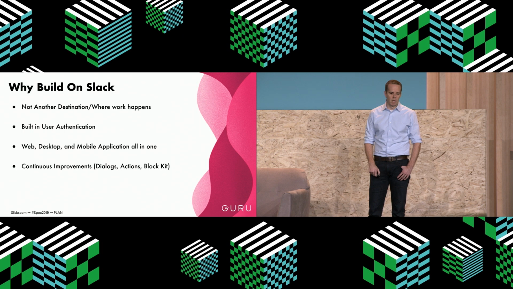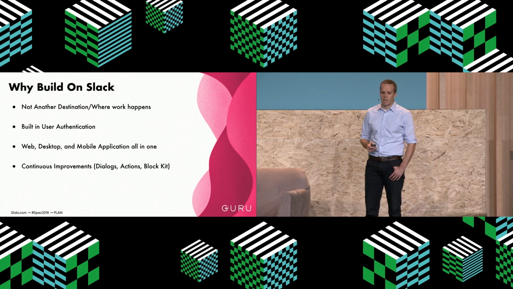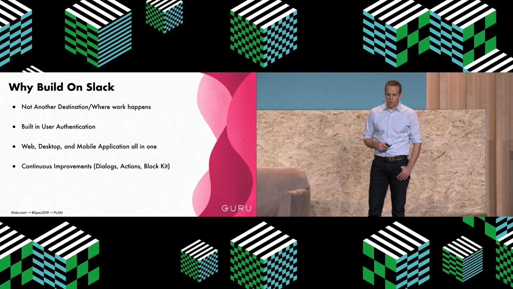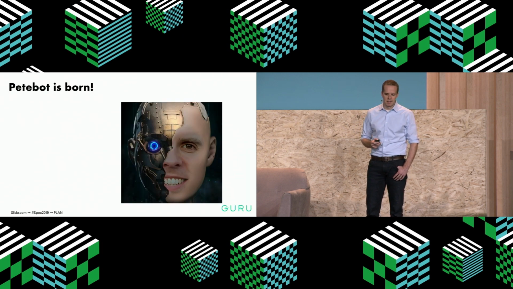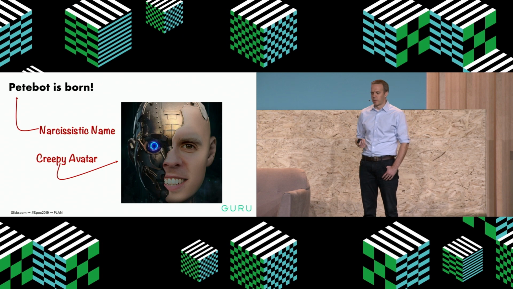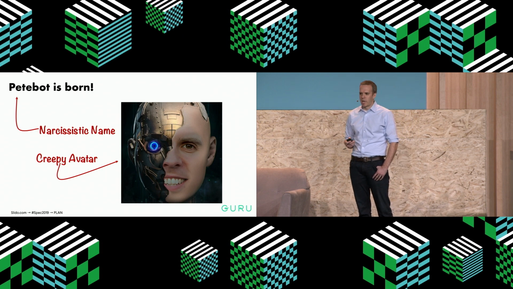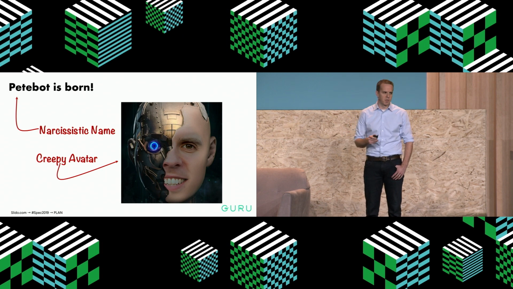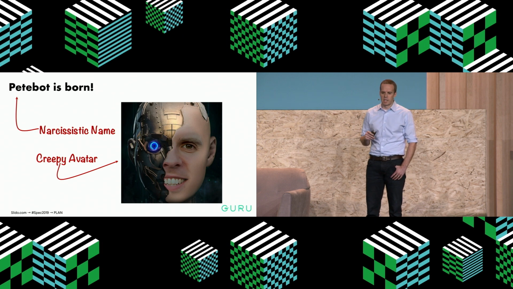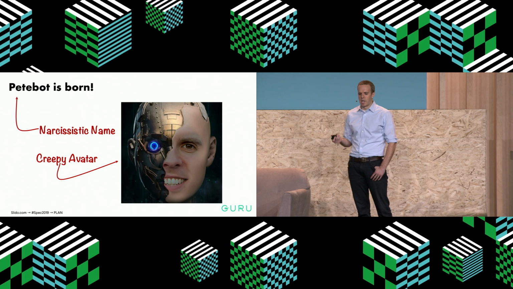For these reasons and more, we decided to build on Slack, and it was time for the most important decision of any product: what to name it. Without thinking through the ramifications, I named this application PeteBot. With a narcissistic name and a creepy avatar, I was off to a good start. PeteBot began very simply with just a few actions, but over time, as we added more features to Guru, we needed to add more features to PeteBot, and more teams at Guru, from sales to CS and engineering to finance, needed to rely on Guru.